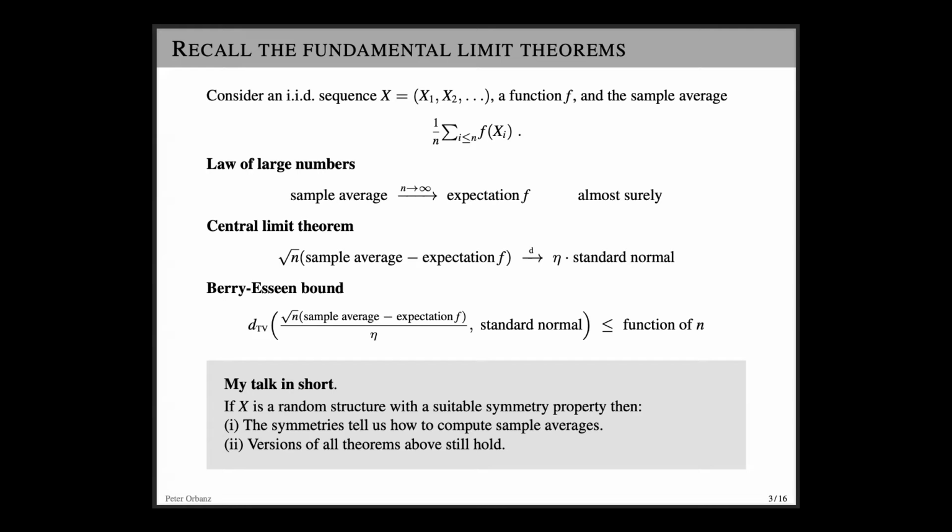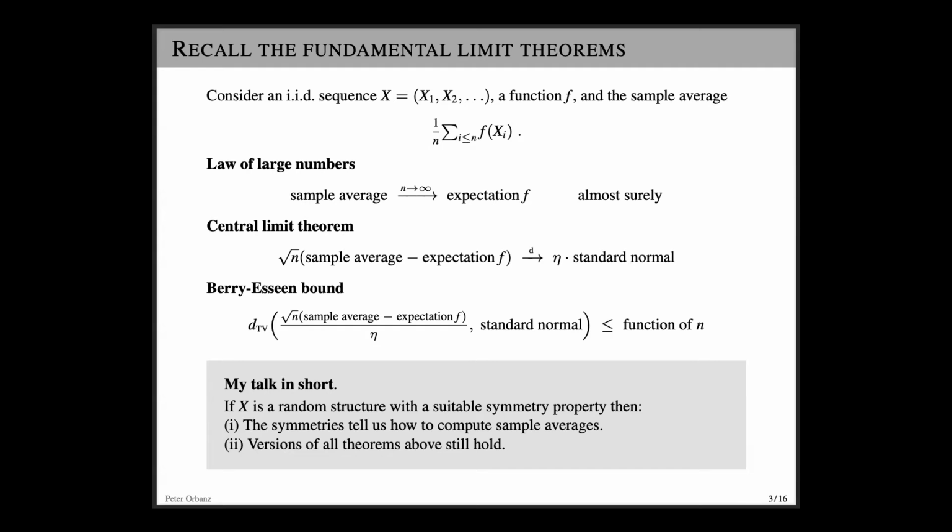Under certain conditions, I can strengthen that further to something like a Berry-Esseen bound, for instance, that says if I take the quantity on the left in the central limit theorem and compare it to the quantity on the right in terms of some metric, this is a random quantity, this is a random quantity, I need some metric on probability distributions in order to compare them, that in total variation, this is bounded by some function of n. That is a Berry-Esseen type bound.